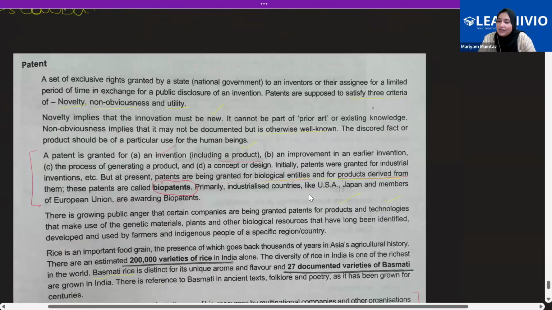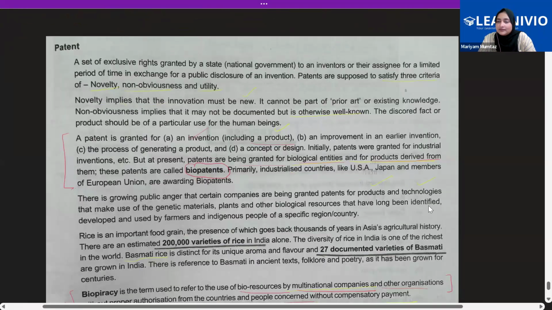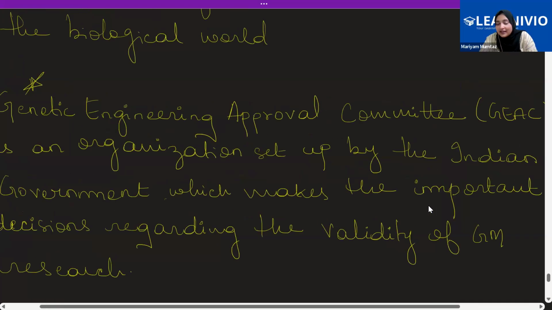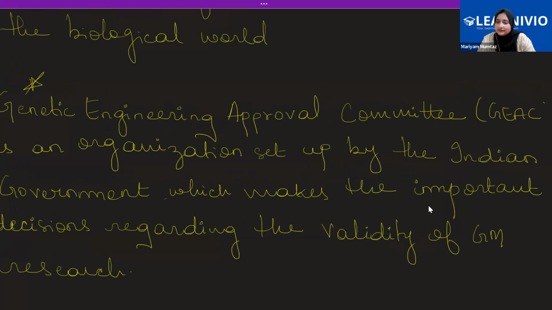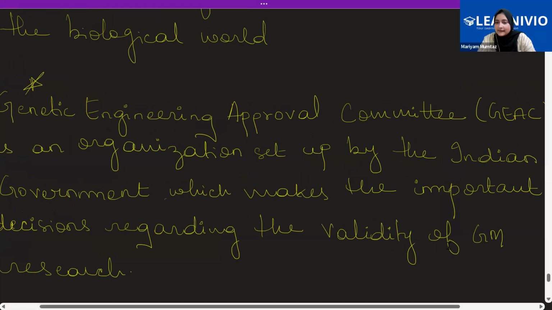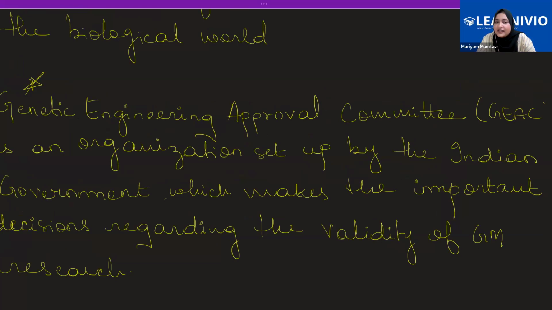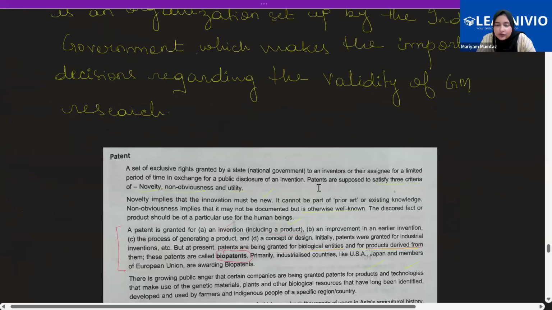What is a patent? How many of you know what a patent is? Have you heard these things before? Patent, trademark, copyright. Heard it before? No. Ma'am, not patent. Patent you've heard? No. No or yes? No.